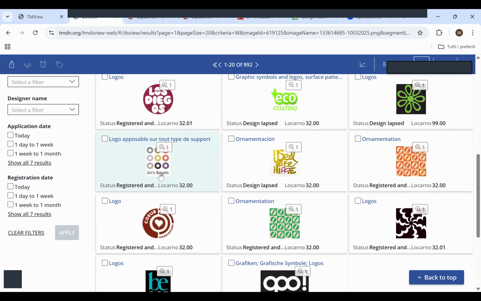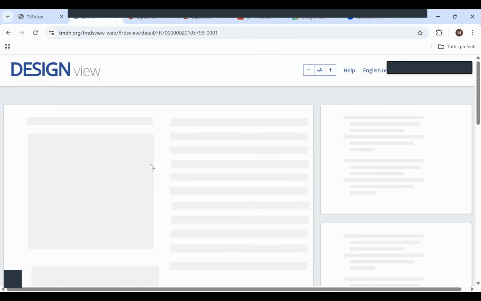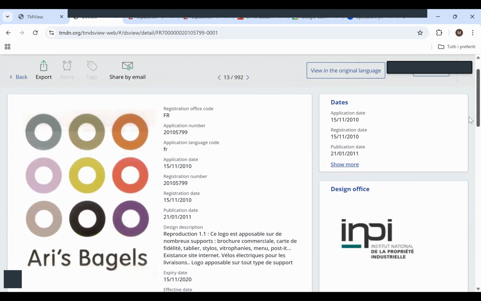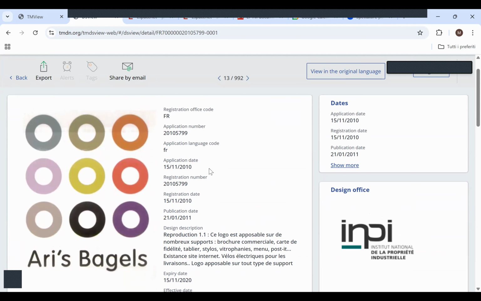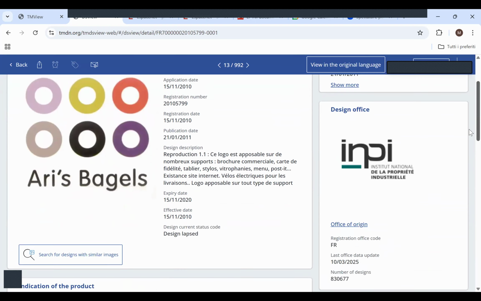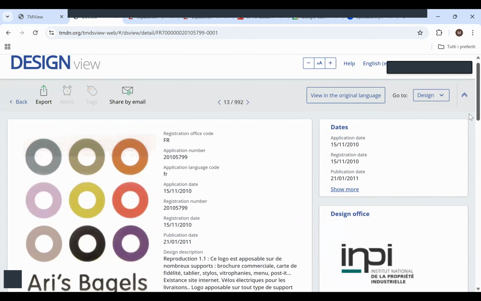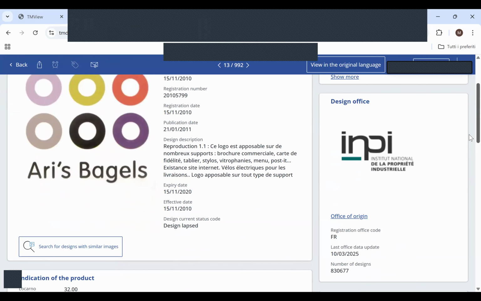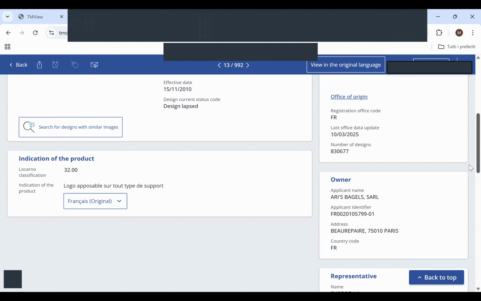And for each of these, you have all the information. You have where it has been registered, when it has been published. Okay, this is French. The description of the design, in this case the logo, and the expiration date. Here you have the design office where it was registered, and I think it's all.